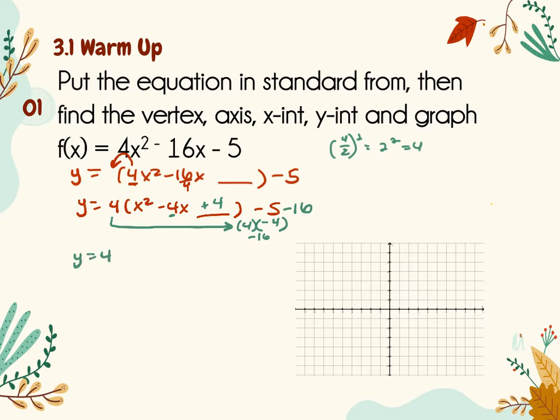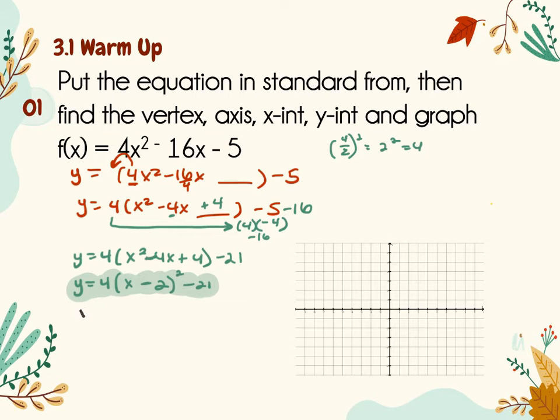So I'm going to rewrite this: 4x squared minus 4x plus 4, and then negative 5 minus 16, which is negative 21. Now I got it into the perfect square, so I want to factor it. I'm going to keep the 4 in the front, square root the first term, square root the last term, take the sign from the middle, which is a minus, put it in the parentheses, don't forget to square it, and then minus 21. So that's the first step. Get it into standard form. Questions on that process?